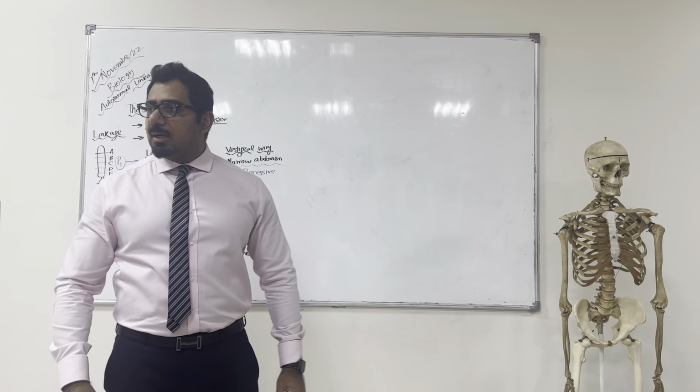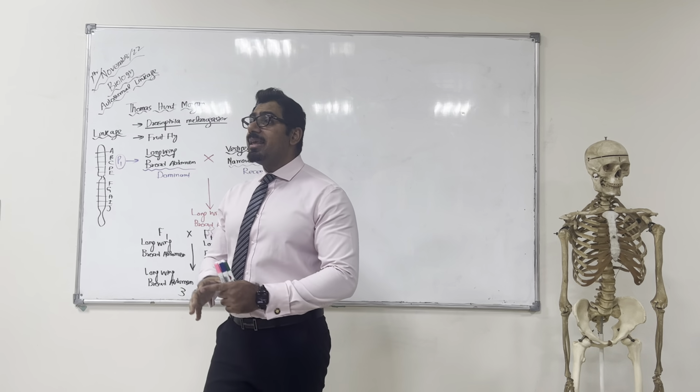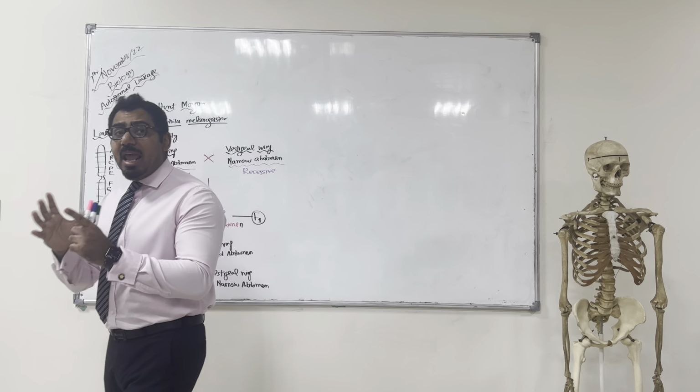The whole team sat down. They said, no, there is nothing wrong with our experiment. There are some other forces in play. Same chromosome. Then they came to the idea that these traits, long wing and broad abdomen, are present on the same chromosome. Now, as they are present on the same chromosome, they are not assorting independently.